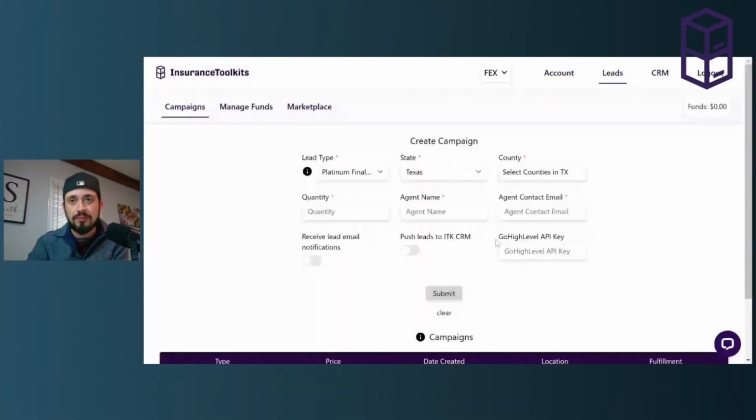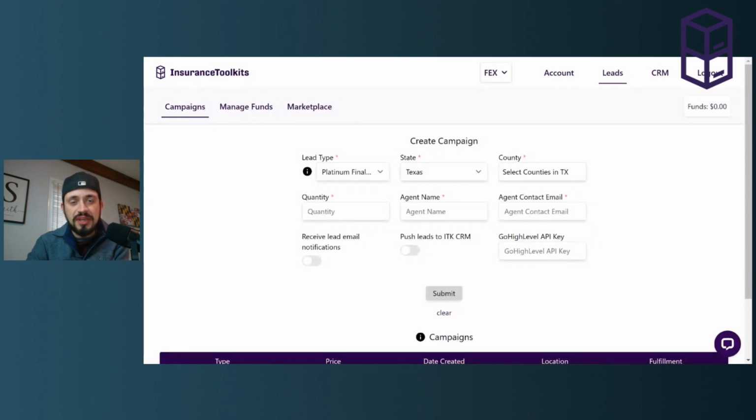So today we're going to talk about small sample size and the Insurance Toolkit lead program. I'm going to share my screen first so that we can go over the Insurance Toolkit lead program, and then second, we're going to go over the concept of small sample size. Give me a second here to pull up the lead screen on Insurance Toolkit and share that with you.